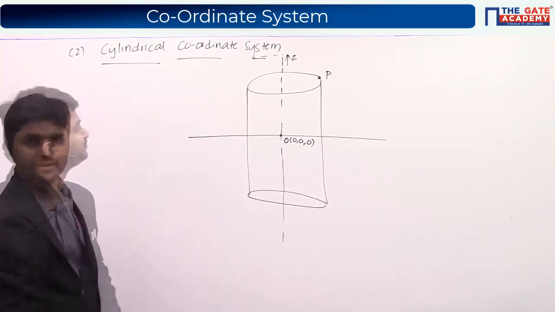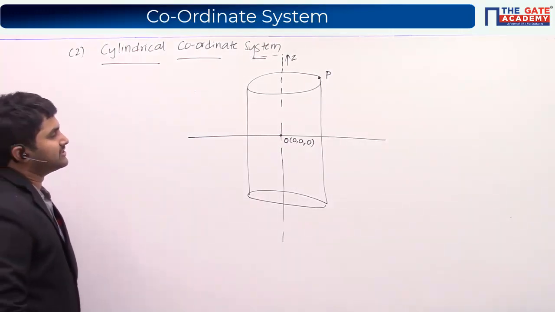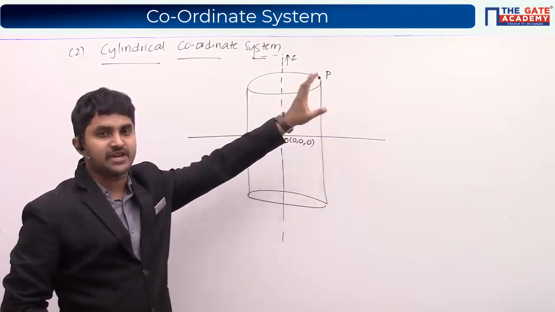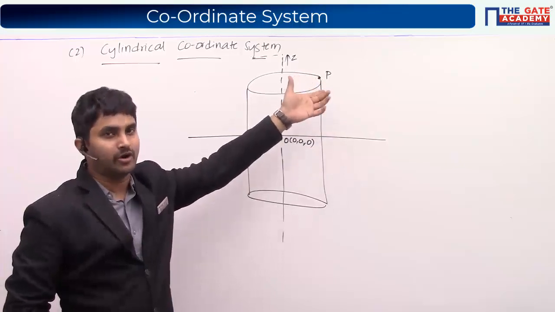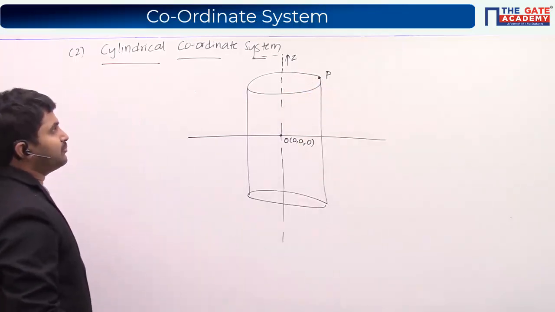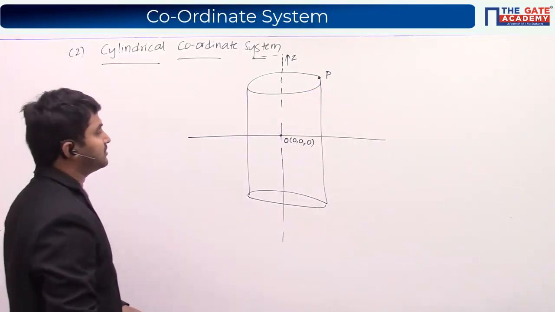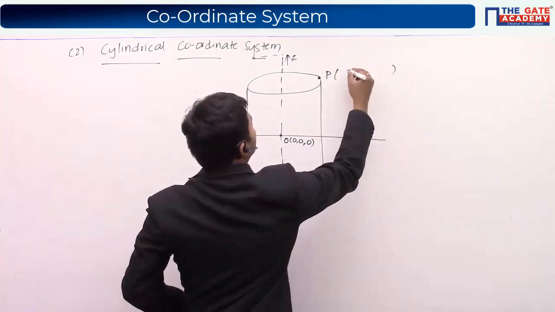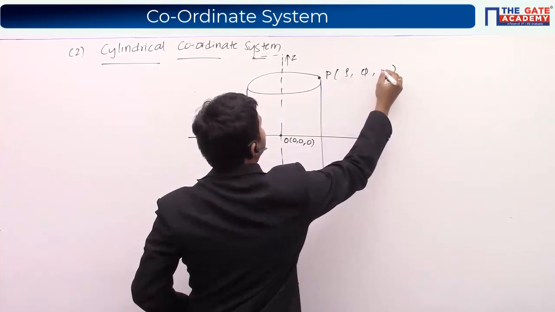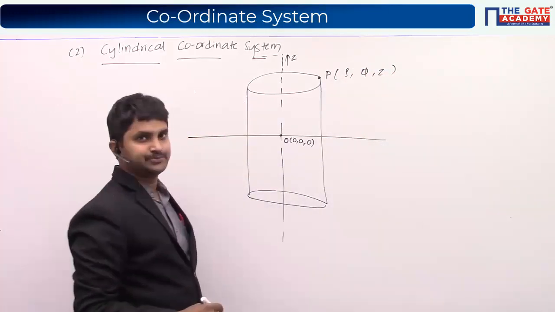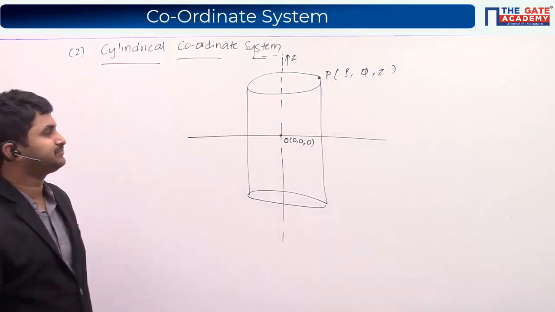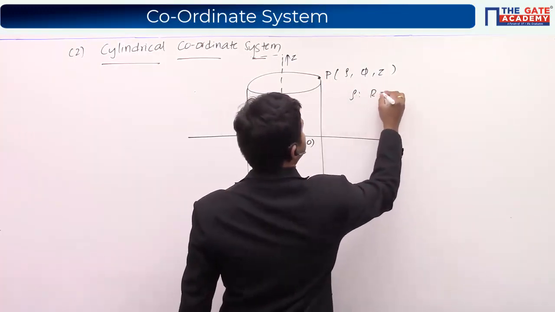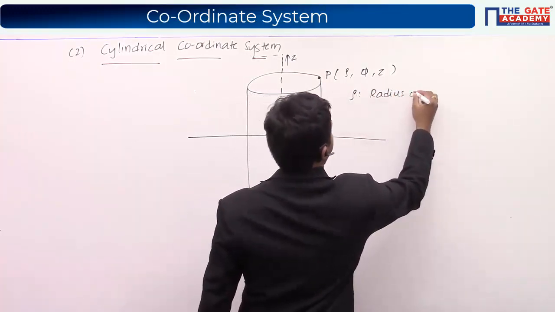Is my voice audible? So in the cylindrical coordinate system, we represent any particular point in space in terms of the cylindrical coordinates. What is important in the cylindrical coordinate system? There are three parameters, three variables in fact: rho, phi, and z. Rho is the radius of the cylinder.